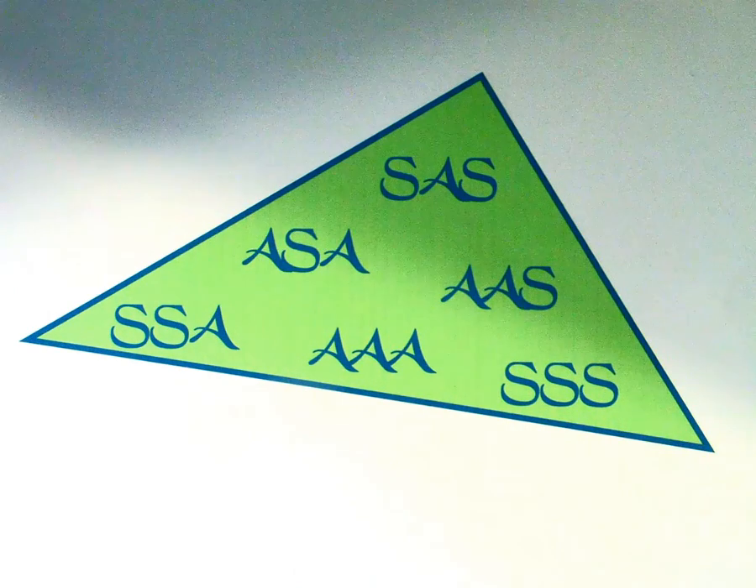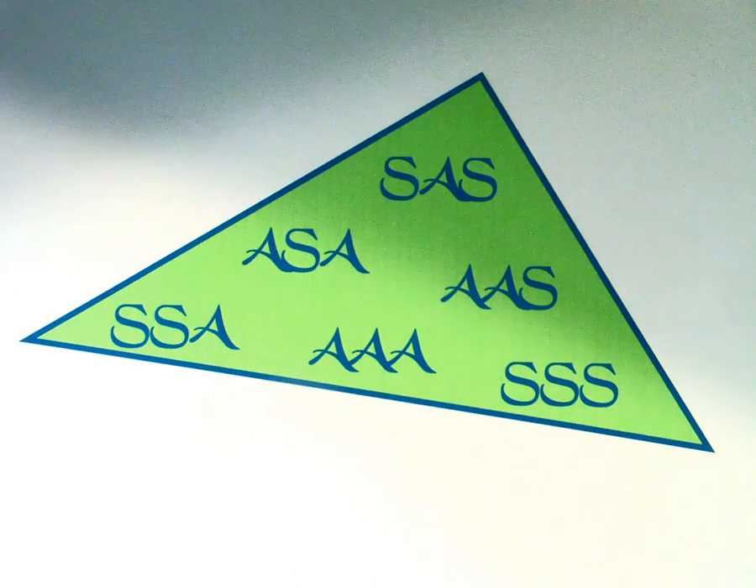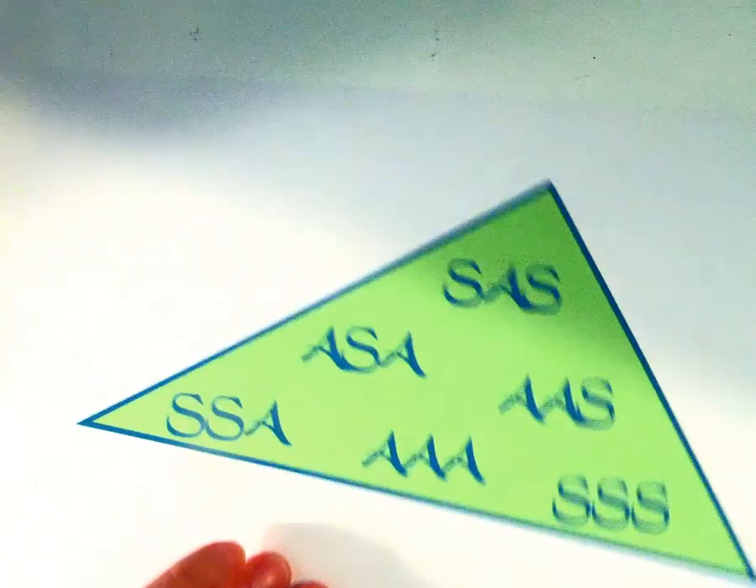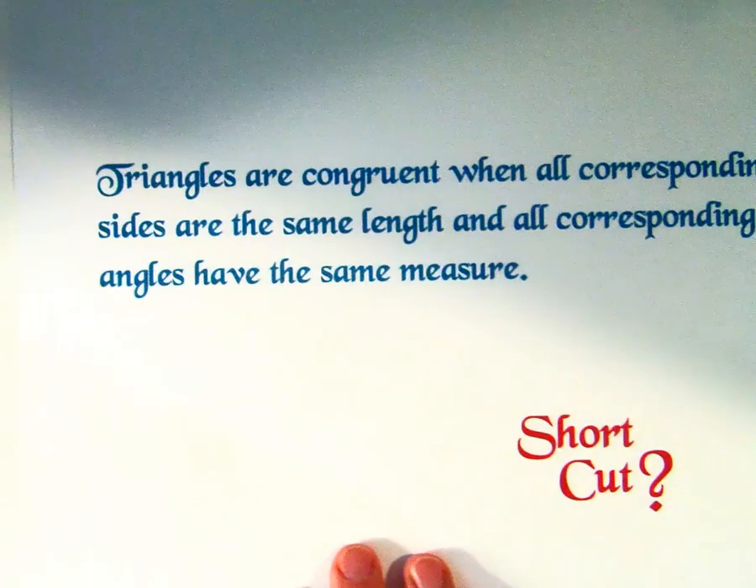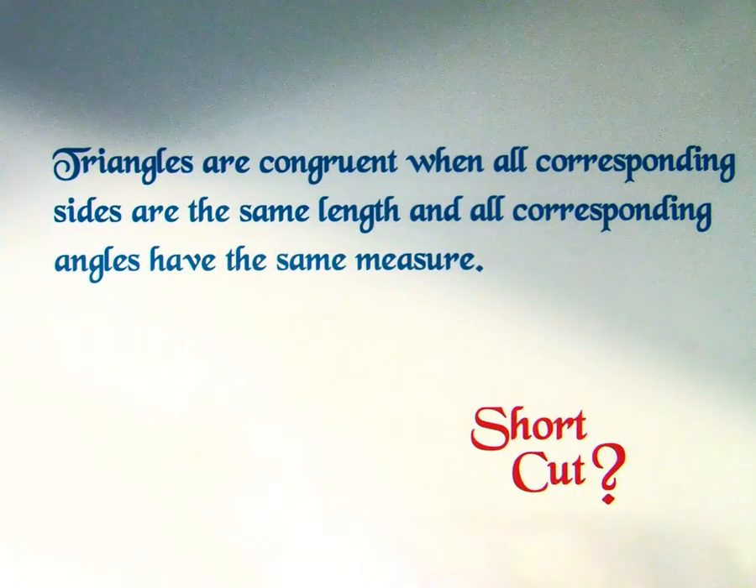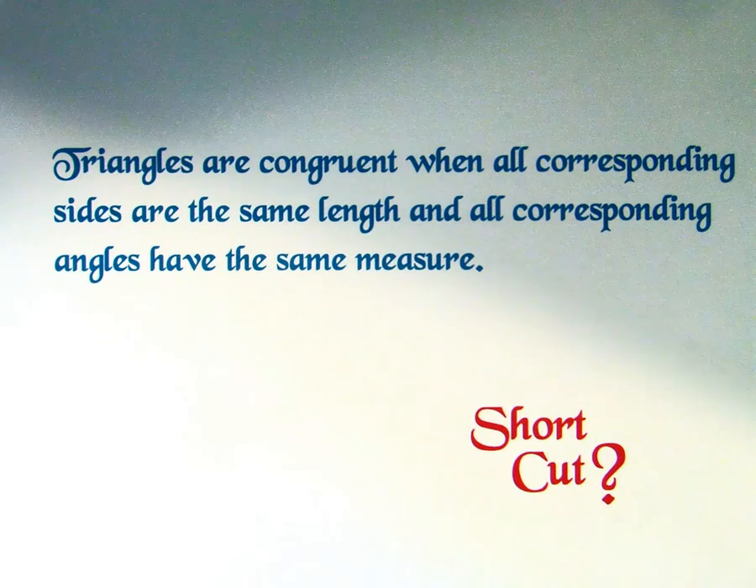This is a high school geometry lesson in congruent triangles. Let's recall the definition of congruent triangles. Triangles are congruent when all corresponding sides are the same length and all corresponding angles have the same measure.